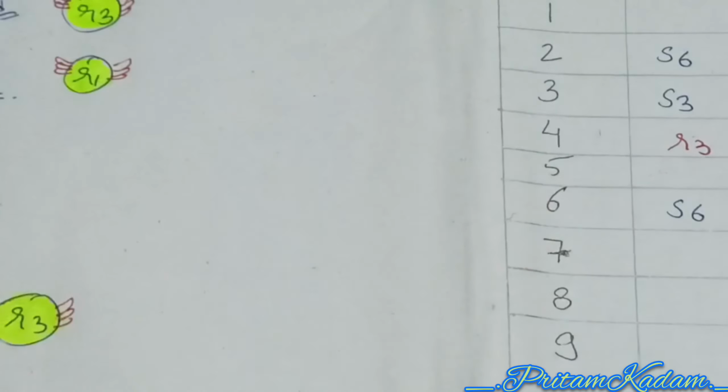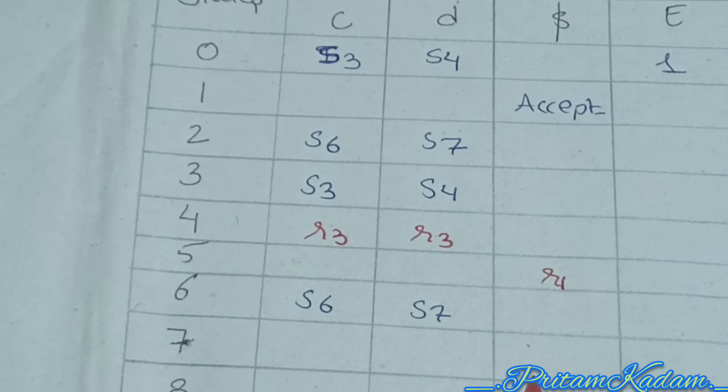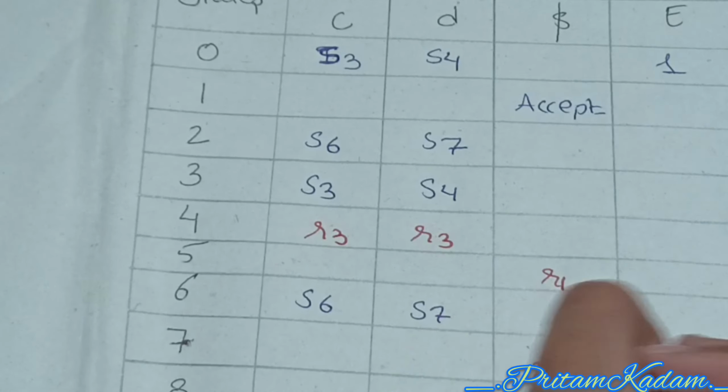Now I have to write R3 under the dollar in I7. So under the dollar for I7 I will write R3. Okay, so let us write it down. This has to be R3.